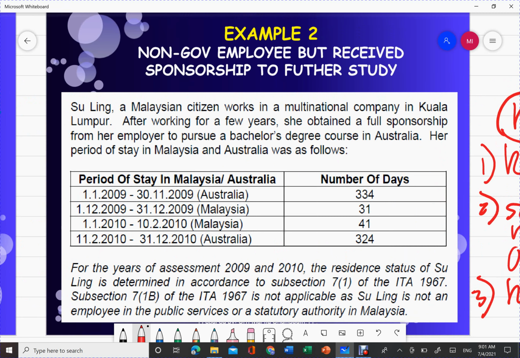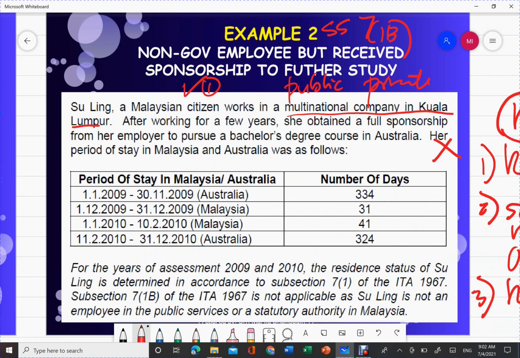Okay, this is another example. Here is about Suling, who is a Malaysian citizen. Condition number 1 is fulfilled, she is a Malaysian citizen. But she works in a multinational company in Kuala Lumpur. She does not work in the public sector. She is not a public services employee. She does not work with the government. This is a multinational company, she works in the private sector. So subsection 71B is not applicable for Suling.